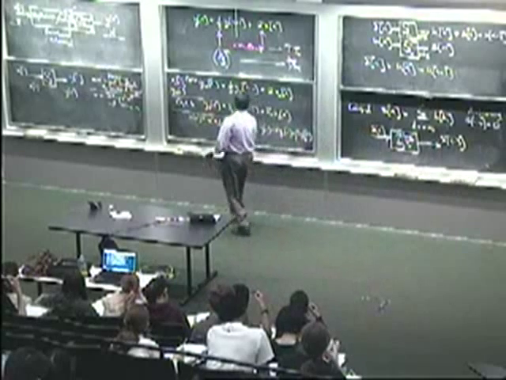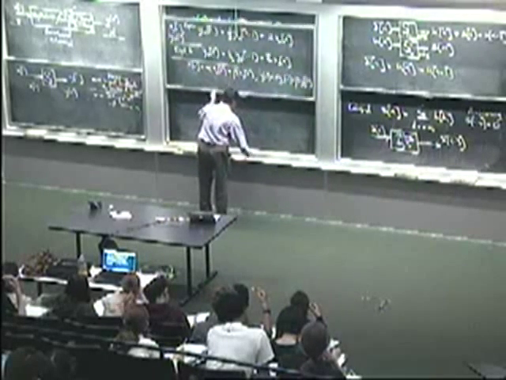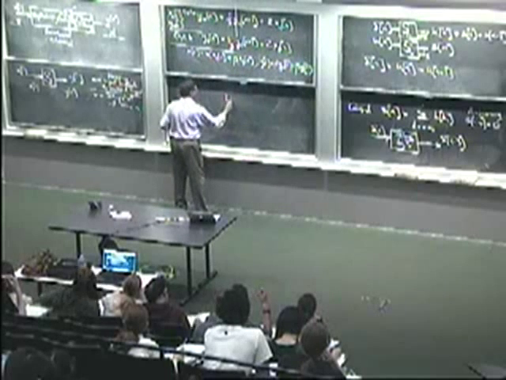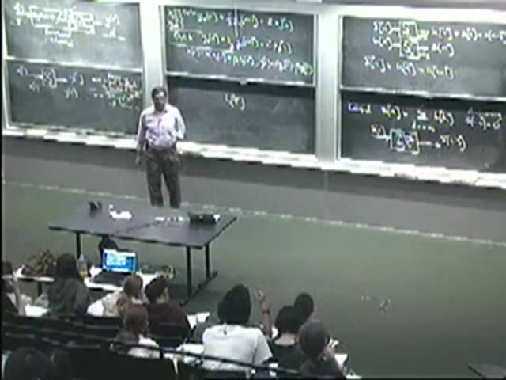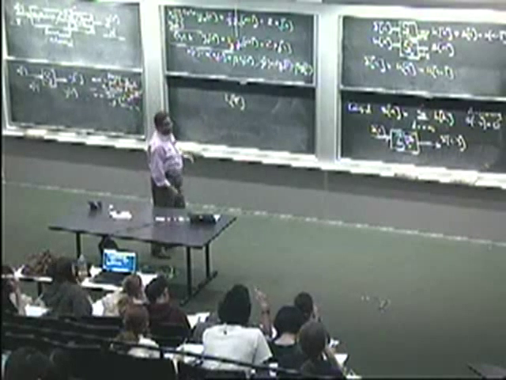H of 5 is just a number. It's not a function, right? If I write something like H of 5, it's just a number. So it means the value of the unit sample response at time 5.